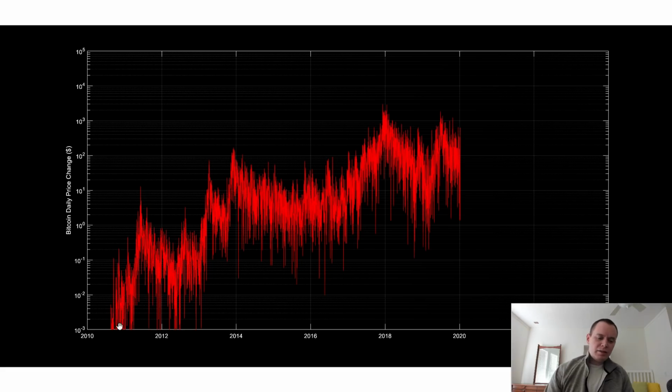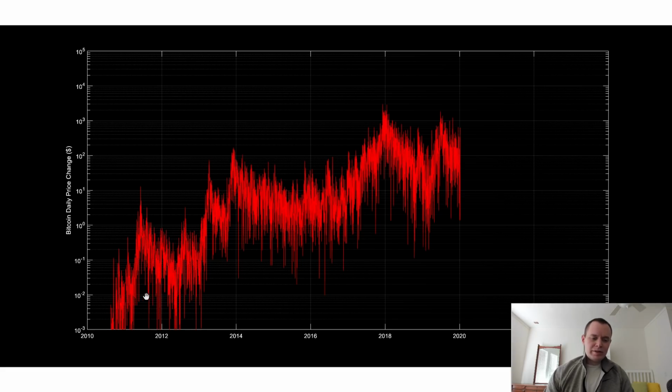Back in 2010, the daily change in the price was quite small. You can see it varied from as low as 10 to the minus 3, which is 0.001, up to around 1 cent. And actually, there were days where it went lower than this, but I'm just cutting it off at 10 to the minus 3, so we can focus in on the majority of the price movements for the last several years.